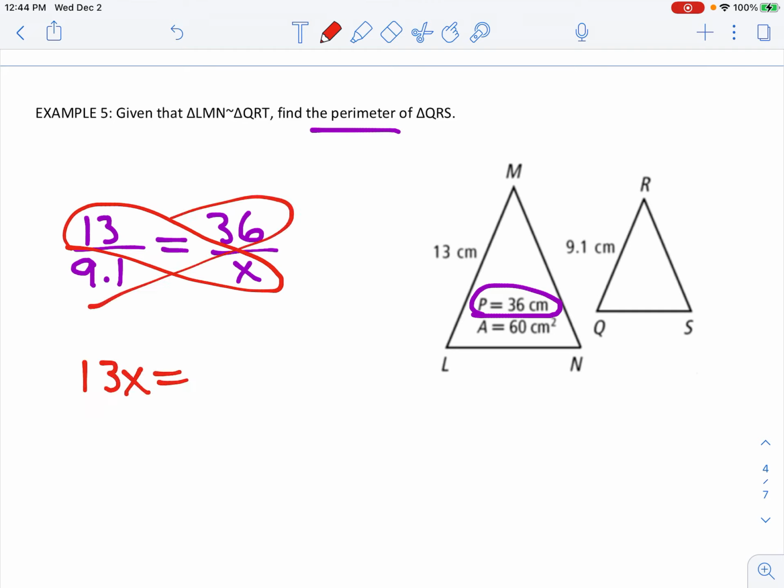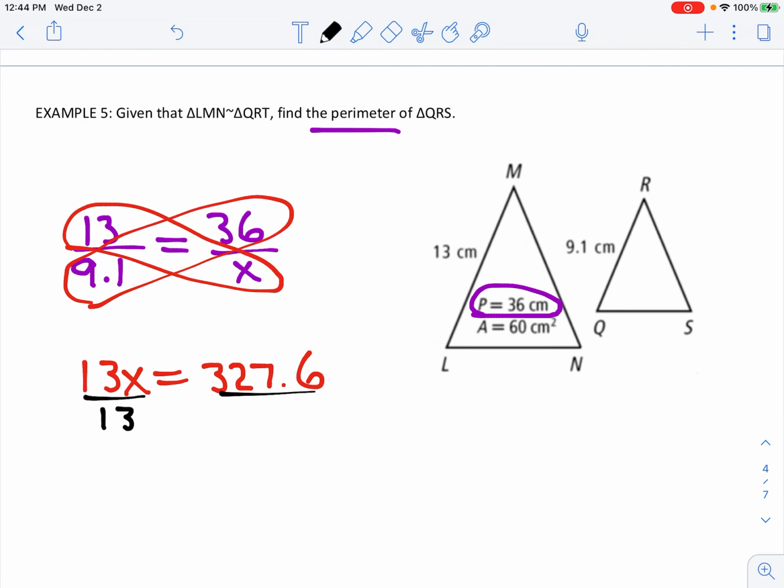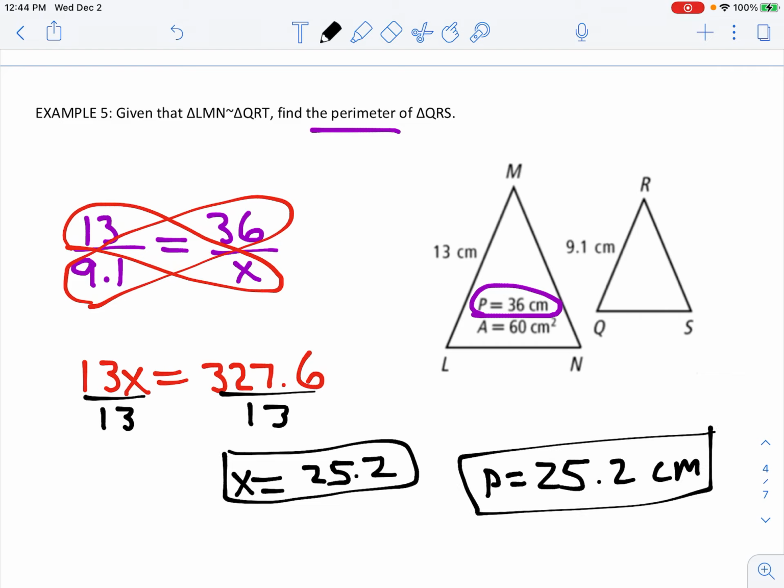13x equals 9.1 times 36, which will give us 327.6. Go back and divide both sides by 13 now, and it's going to tell us that x equals 25.2. So technically our perimeter of our second figure is 25.2 centimeters if we go with the label from the first triangle. So again, a side over a side equals a perimeter over a perimeter.